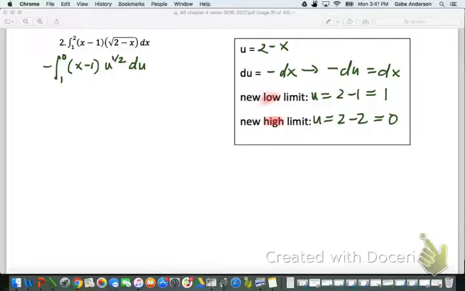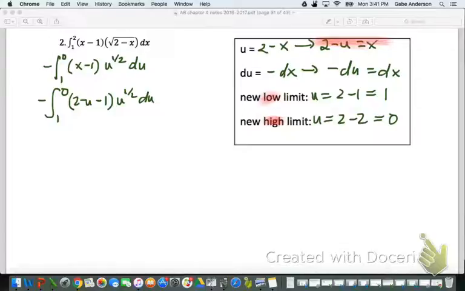So the way that we handle that x minus 1 is by taking our original u equation and solving for x. So it's going to be 2 minus u equals x. Then I'm going to take that and plug that in for x in the x minus 1 factor there. So it's going to be negative integral, let's try that again, negative integral from 1 to 0, and in here it's going to be 2 minus u minus 1 times u to the 1/2 du.